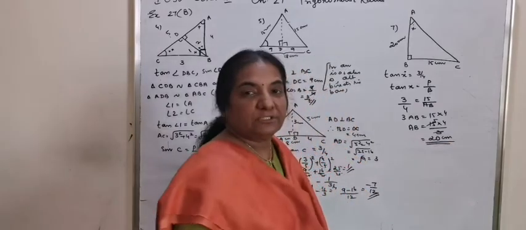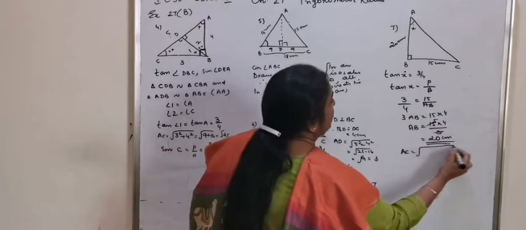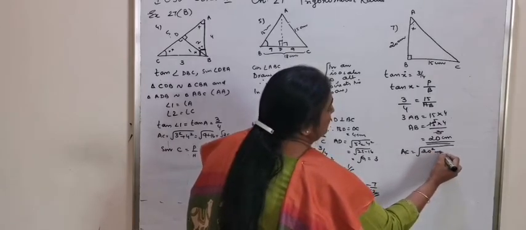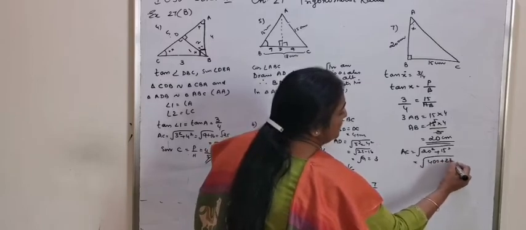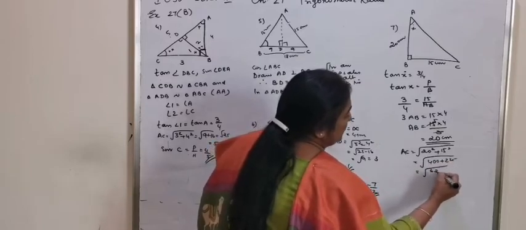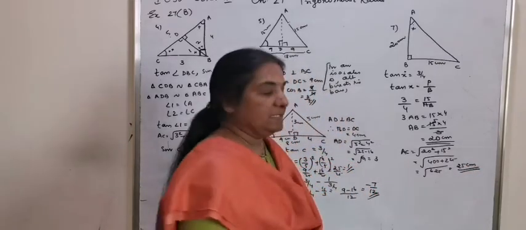Now you can find out the length of AC by Pythagoras theorem. AC is equal to square root of 20 square plus 15 square, square root of 400 plus 225, root 625, which is equal to 25 centimeters.